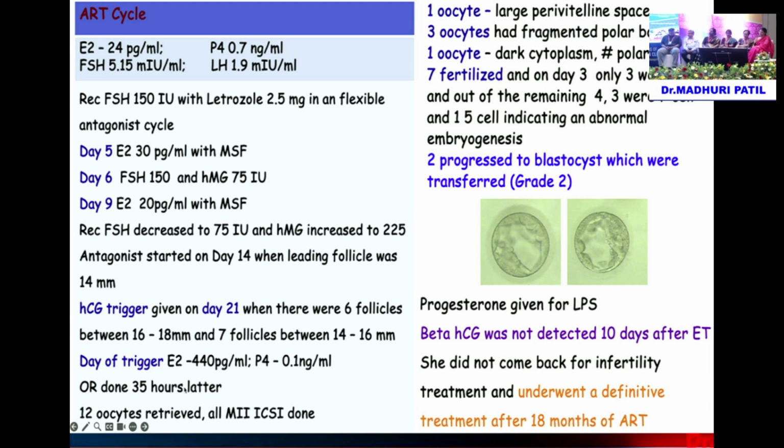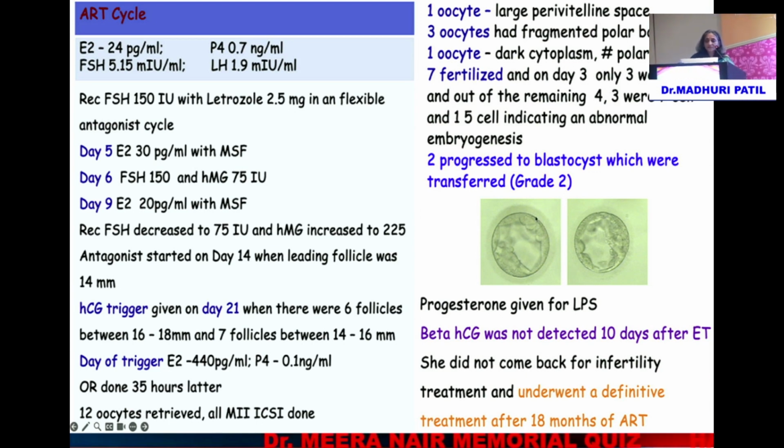We had 12 oocytes, all of them were M2, and we did ICSI, but we can see that the quality of the oocytes was not good, and then we only had 2 blastocysts, which were also grade 2, and basically she did not conceive. She then underwent a definitive treatment 18 months after ART, and she was not ready to preserve her embryos or oocytes, and probably she was aware that her oocyte quality was not good.